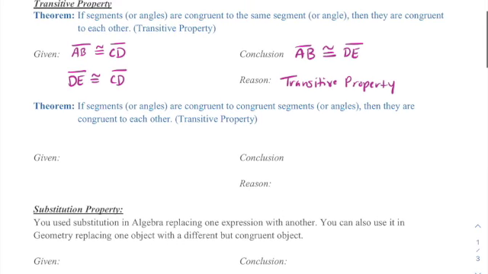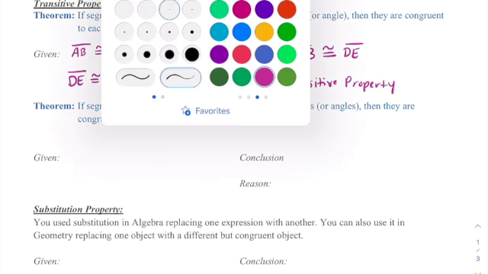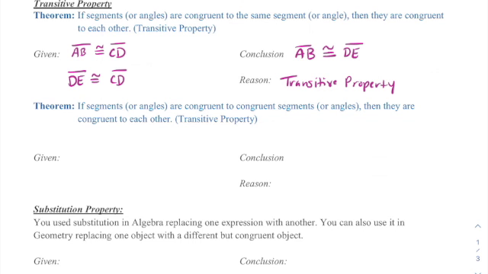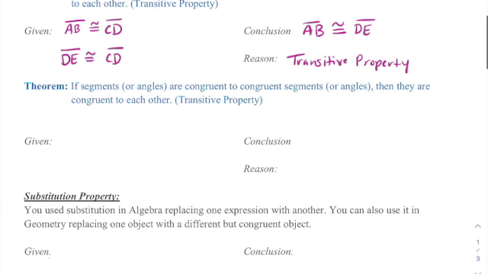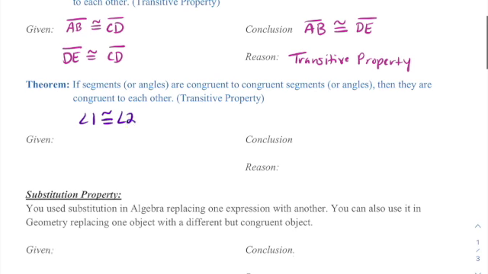Similarly, I think this is the definition I gave you in class, if segments or angles are congruent to congruent segments or angles, then the original angles are congruent to each other. So this is going to take 3 statements to work through our chain, but this is really helpful, and this is why the transitive property can connect a whole bunch of things for us here. So I'm going to use angles because the numbers are easier to see here. So let's say first angle 1 is congruent to angle 2. Let's also say that angle 2 is congruent to angle 3.